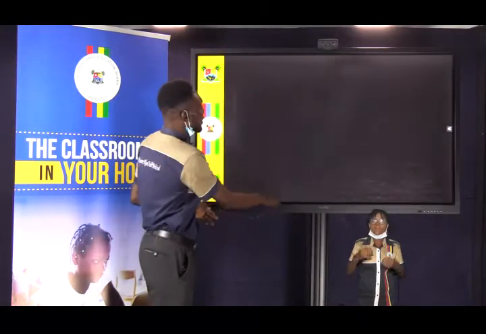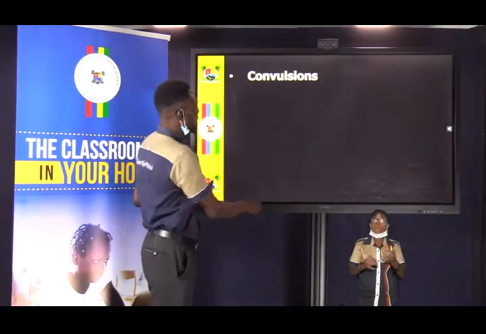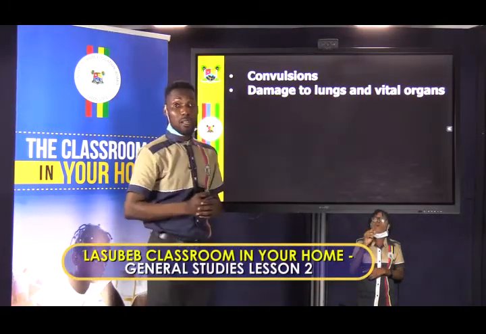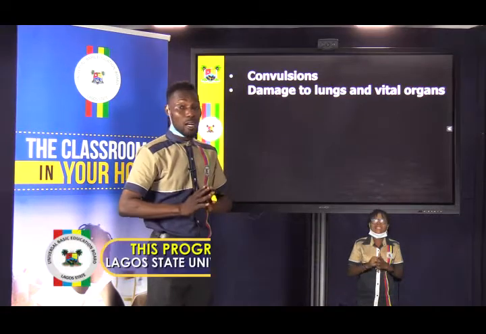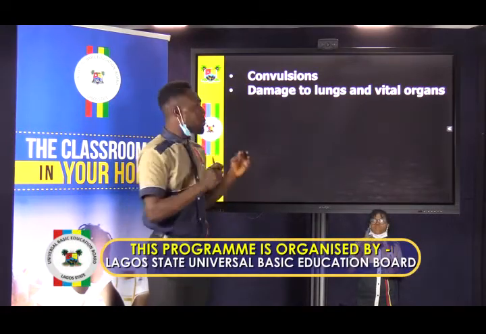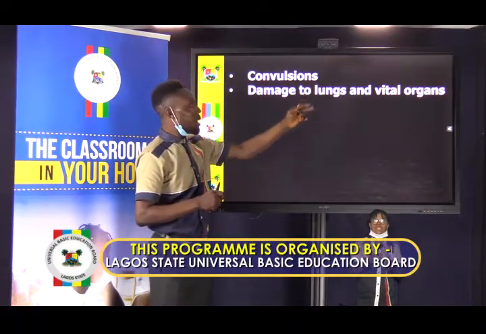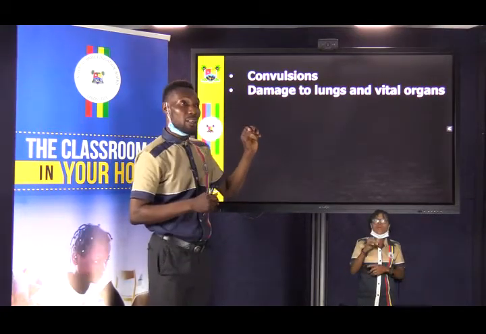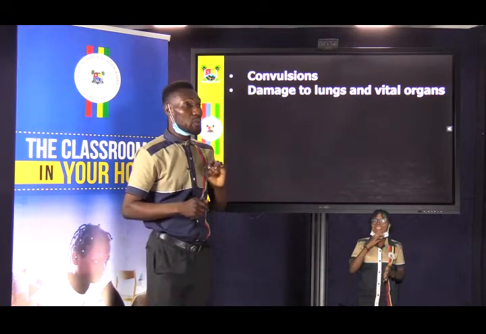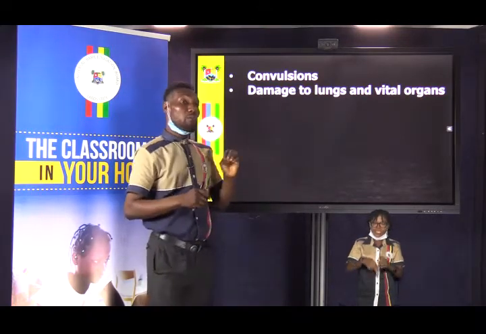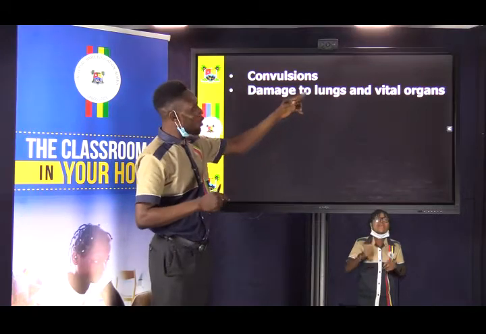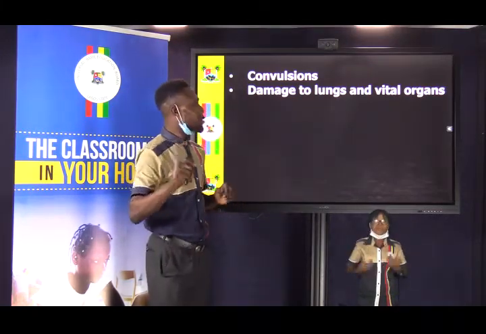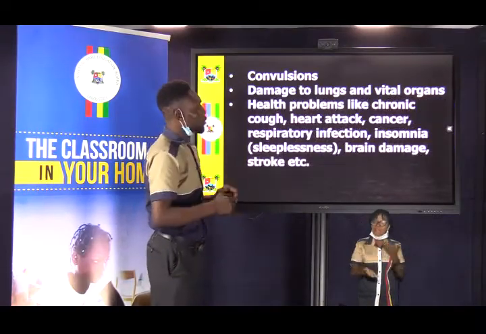Next on the list is convulsion. That's another effect of it. Damage to lungs and vital organs. Those drugs are not good for human consumption, as I've said, but for people taking them, it will damage the lungs and vital organs. That is why the Federal Ministry of Health warns that smokers are liable to die young. Not that they are praying for smokers to die young, but because their lungs and vital organs of the body will be affected and they are likely to die young. So, damage to lungs and vital organs.